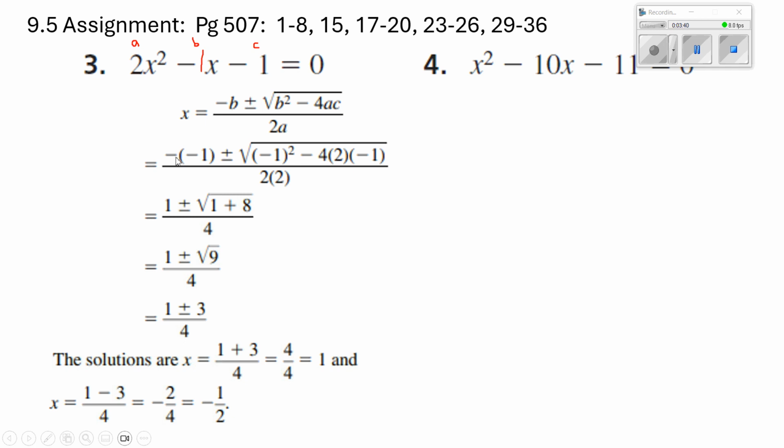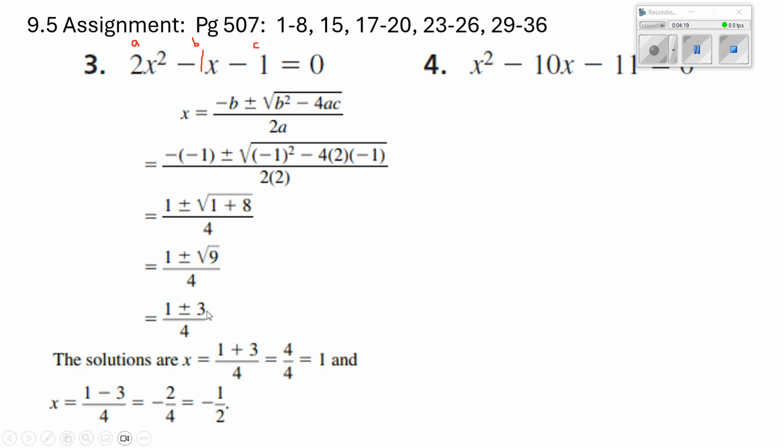Let's figure it out. Negative 1 times a negative is a positive, so this would be positive 1. Negative 1 times negative 1 is positive 1 as well. Now we got negative 4 times 2, which is negative 8, and then negative 8 times negative 1 will be positive 8. Now inside we got 1 plus 8, and that's going to be 9. Well, the square root of 9 is 3, so now we have 1 plus or minus 3. 1 plus 3 is 4, okay? So 4 over 4 is 4 divided by 4, which is 1.